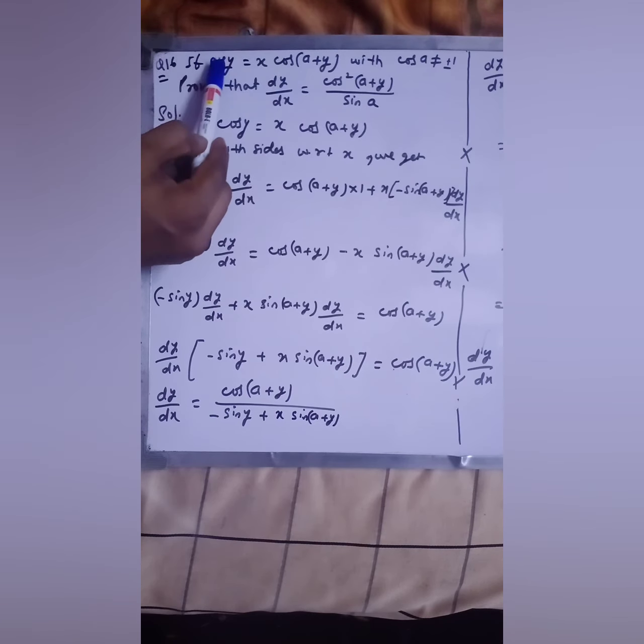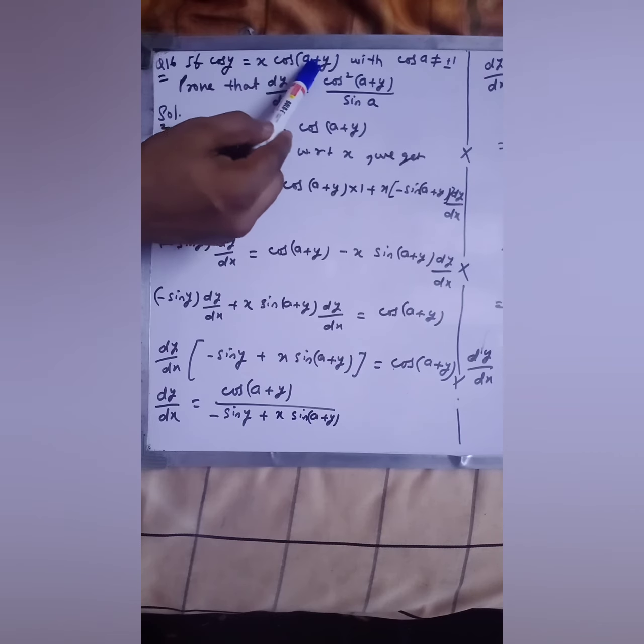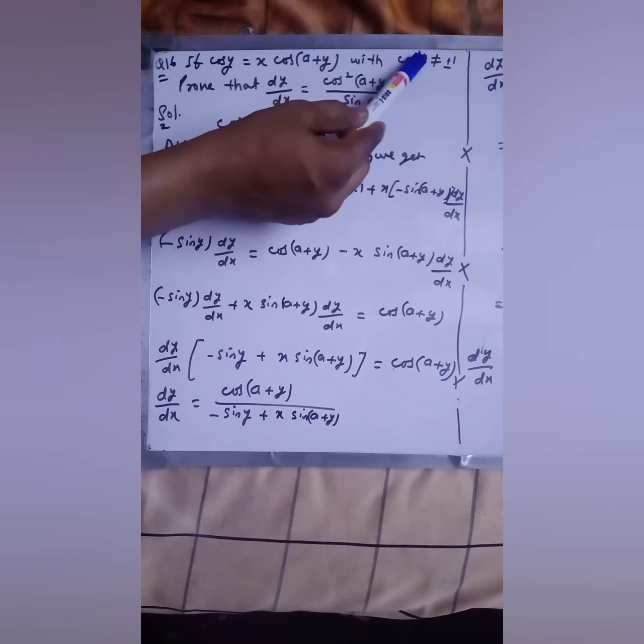Here is your next question, question number 16, and here the equation is given to us. If cos y equals x into cos(a plus y), with cos a not equal to plus or minus 1, we have to prove this one. So this is also an important question.